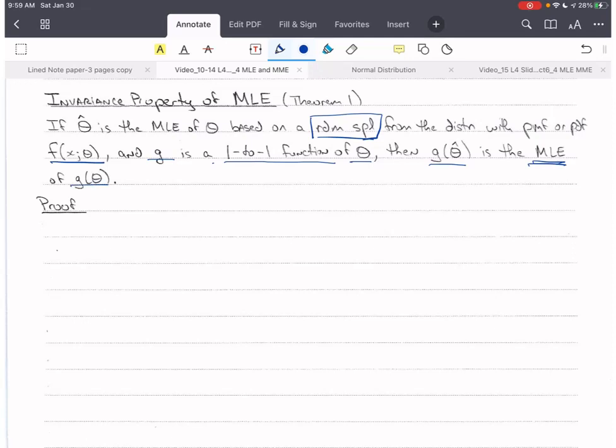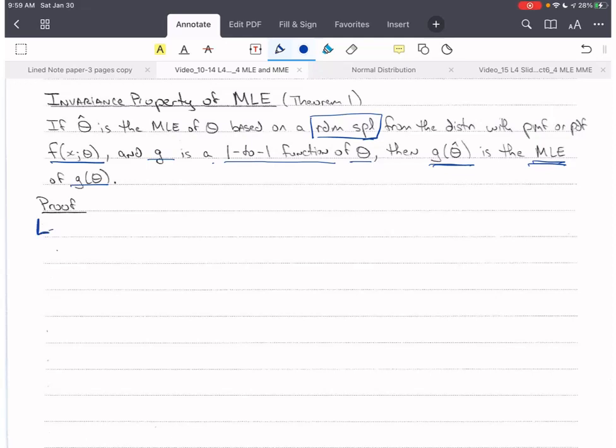So g of theta is a function, and we want to know the MLE of this function of theta, then that's going to be g of theta hat. So that makes it very easy to find. Once we find the MLE of theta, we just take the function of it, and we get the MLE of the function of theta. Okay, so let's prove this.